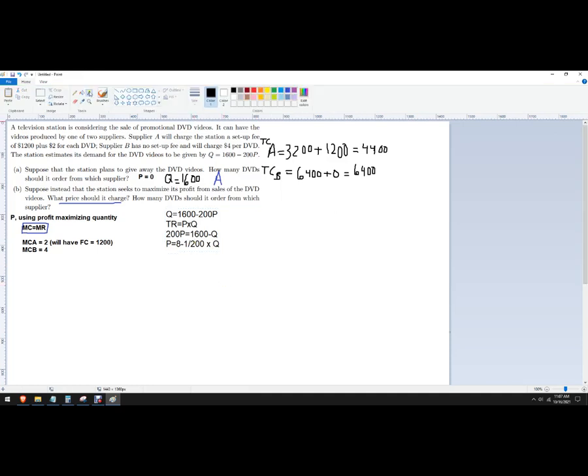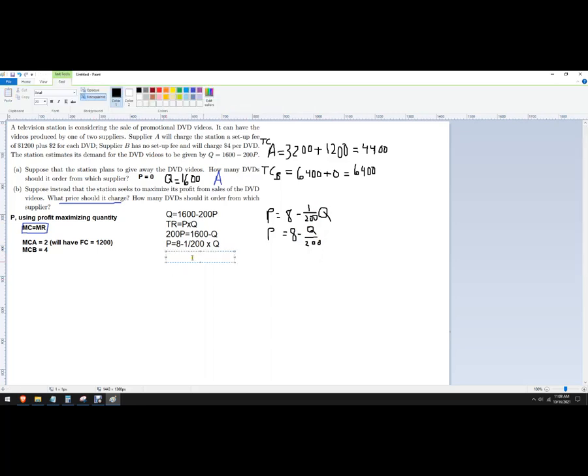But if it helps you, what we really have is P equals 8 minus 1/200 times Q. Or you can also write that as 8 minus Q over 200, since Q is just where the 1 is. Okay, so back to this. Now I've got price isolated by itself, and I get total revenue.